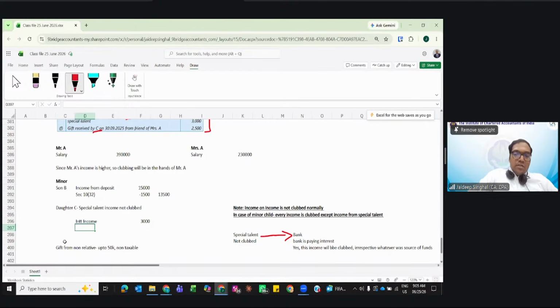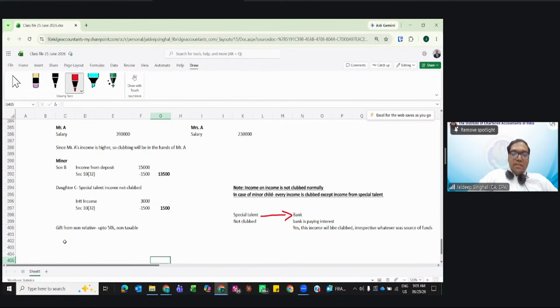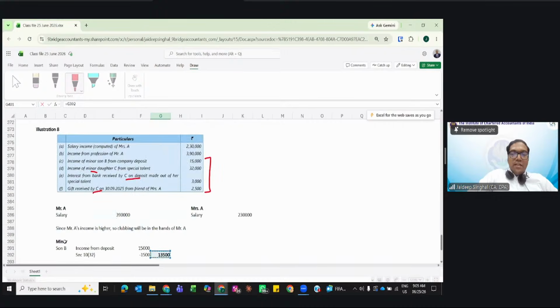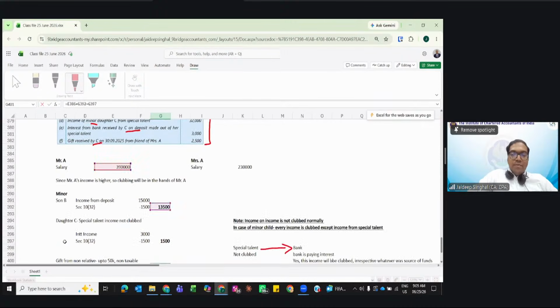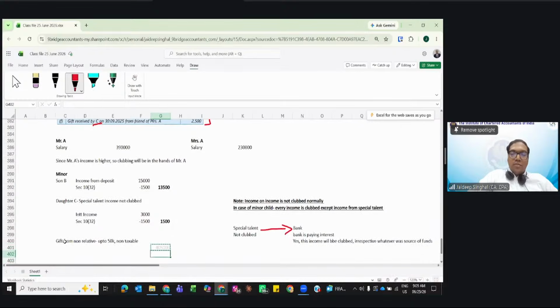Now here again section 10(32) exemption will be allowed, 1,500. The entire 1,500 will be allowed here. Now what will be the income of Mr. A? Can you tell me? So for Mr. A, 390 plus 13,500 plus 1,500. This will be the total income of Mr. A.